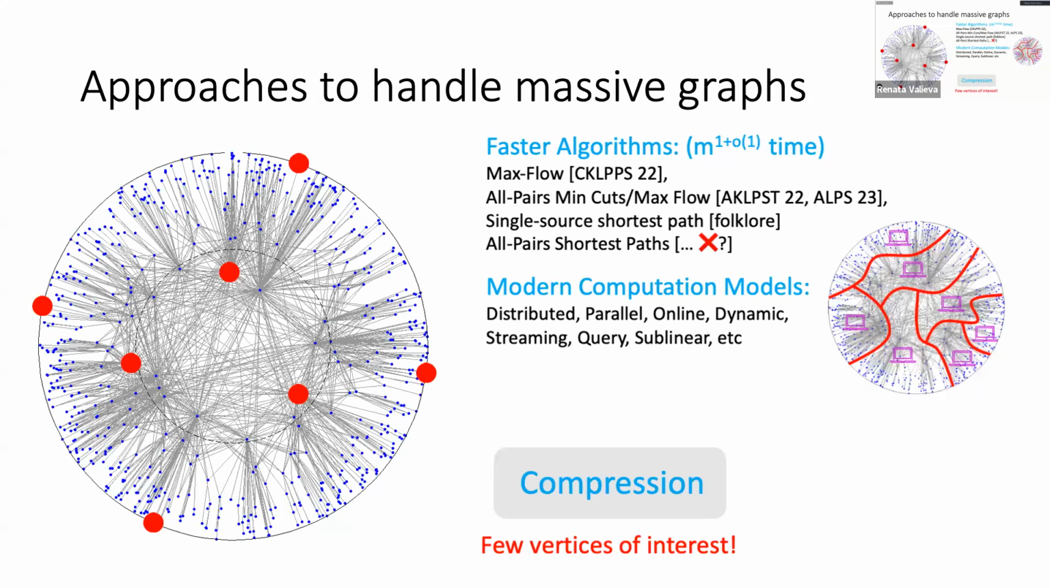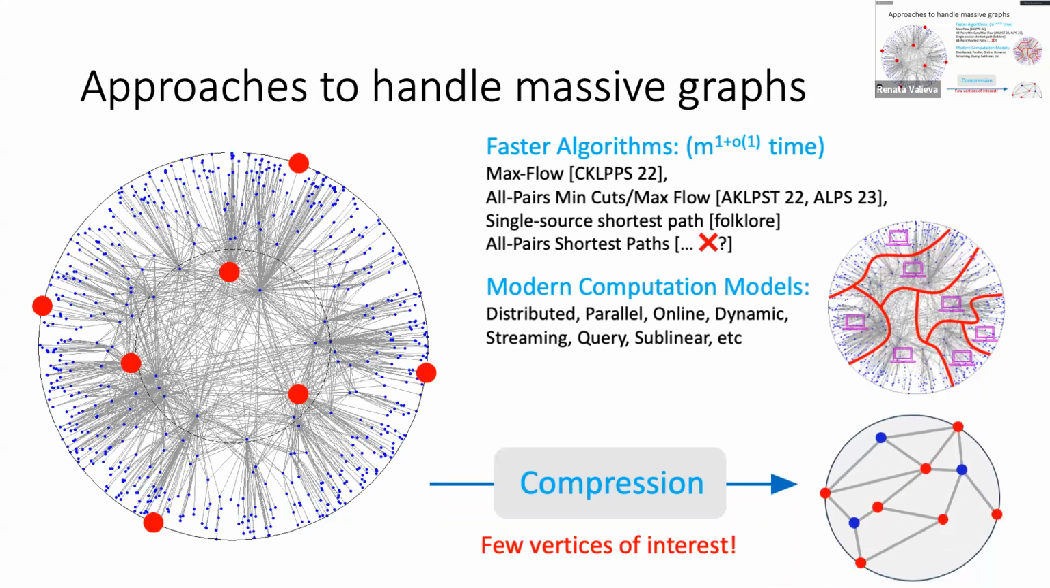So why do you need to perform graph computations on the whole graph every time? This is exactly where graph compression can help us. The goal of compression is to take the input graph together with those vertices of interest, which we call terminals, the large input graph with a set of terminals, and compress it into a smaller graph containing those terminals, the red vertices, while preserving important information.